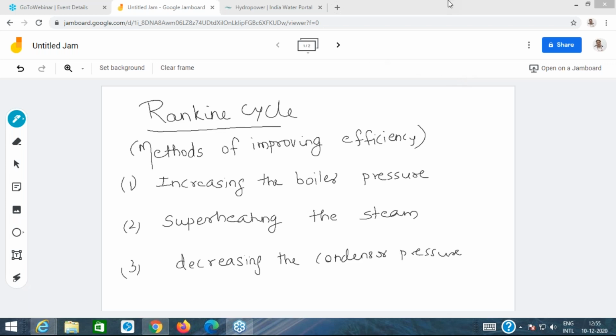So of the three methods which are written, method 1 and method 2 would directly increase the mean temperature of heat addition. T mean would increase because of these two methods. How is that going to happen? Let us discuss this a bit. So if you go to the next slide, let me go to the next slide. Before going to the next slide, again register in your mind that there are three methods of improving efficiency.